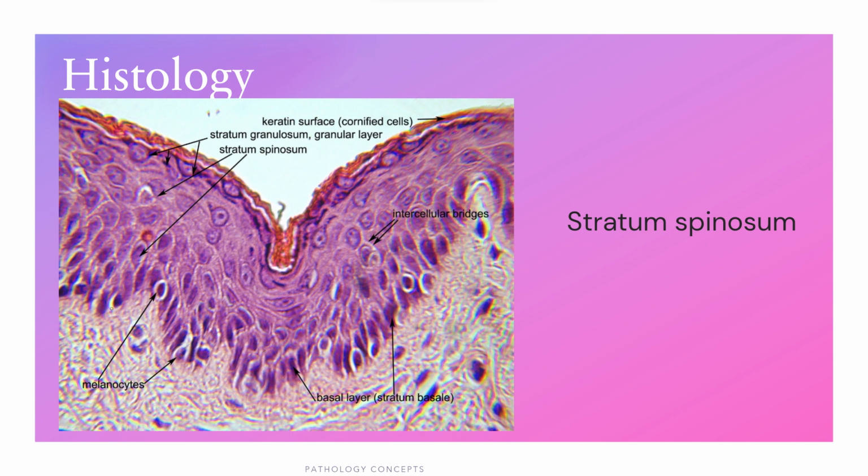The next is stratum spinosum. It contains 8 to 10 cell layers, and it is also known as the prickle cell layer because it contains irregular polyhedral cells with cytoplasmic processes, sometimes called spines. These spines connect neighboring cells by desmosomes. Dendritic cells can be found in this layer.